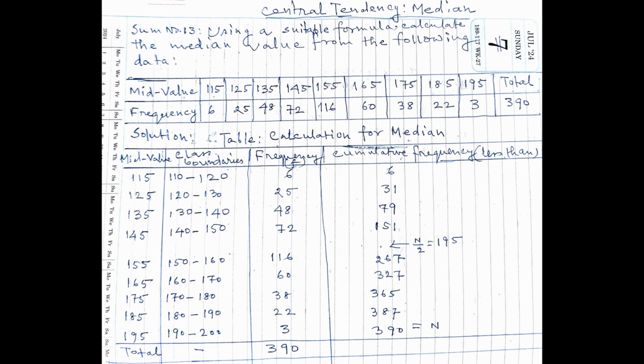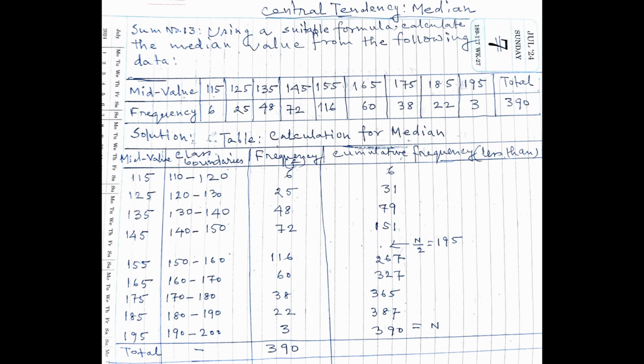Now we are solving the problem. A table has been prepared to calculate median. I have made 4 columns. First column mid value, second column class boundaries, third column frequency, fourth column cumulative frequency less than. Now I'm going into details of the columns row wise.